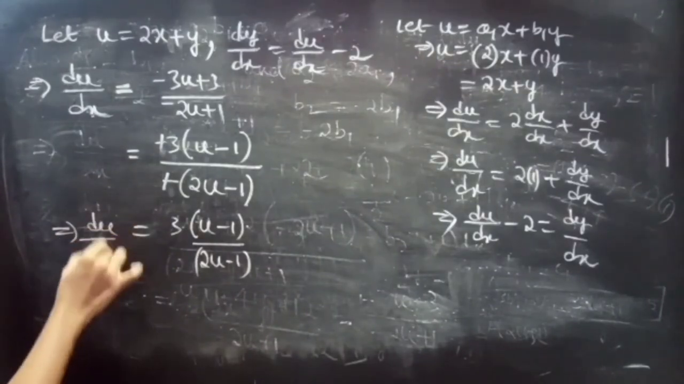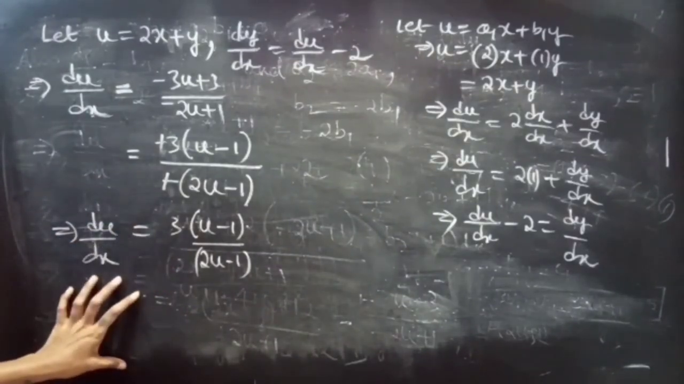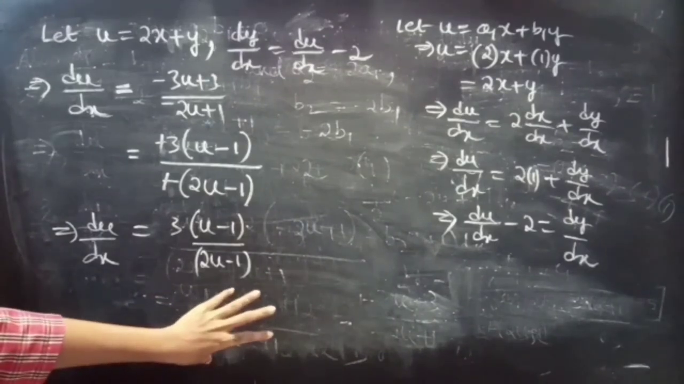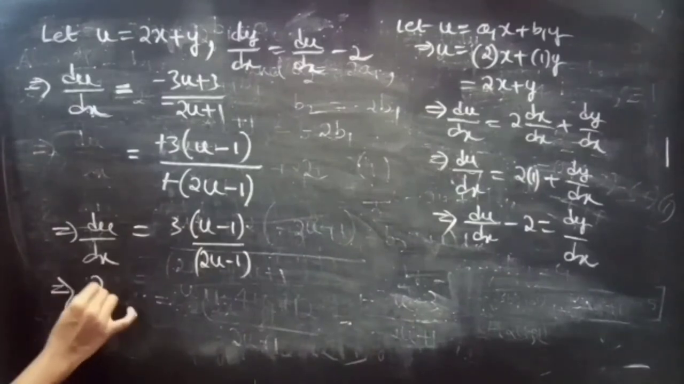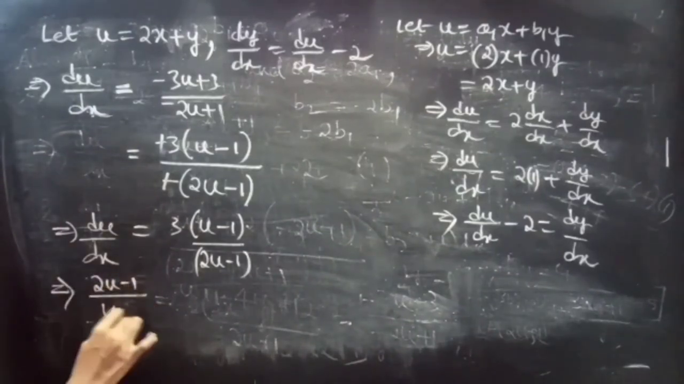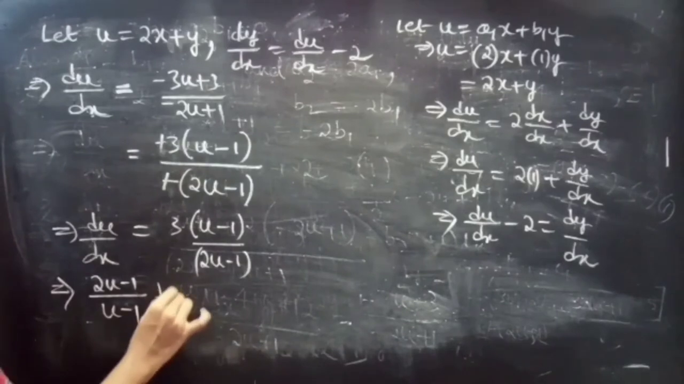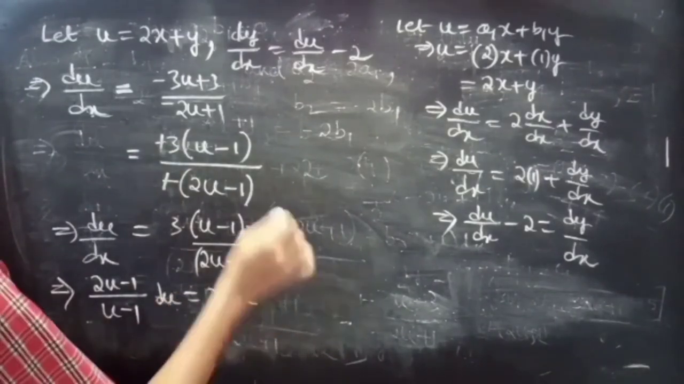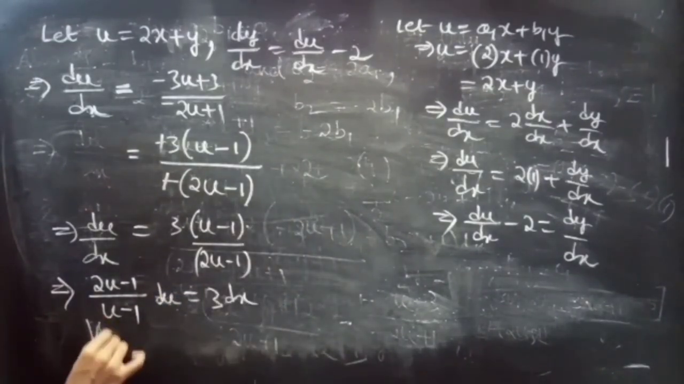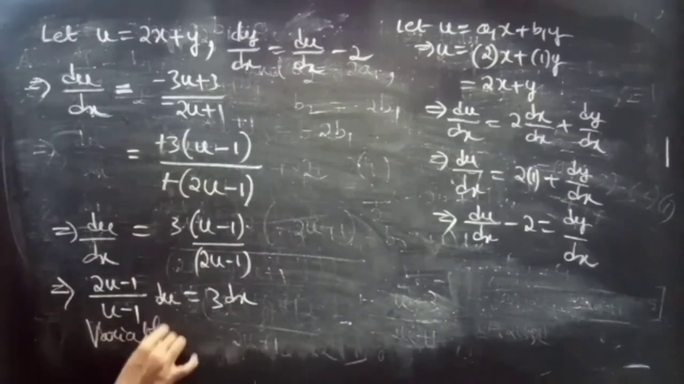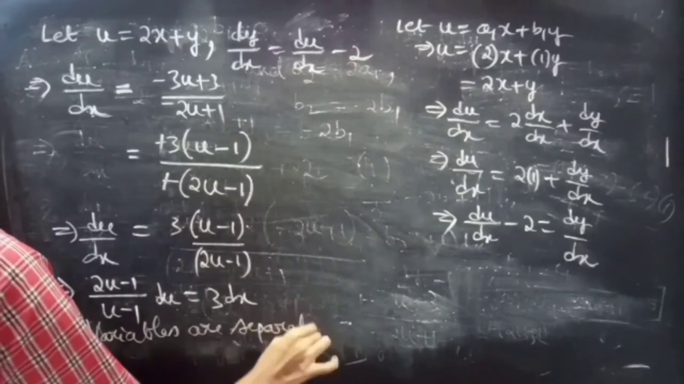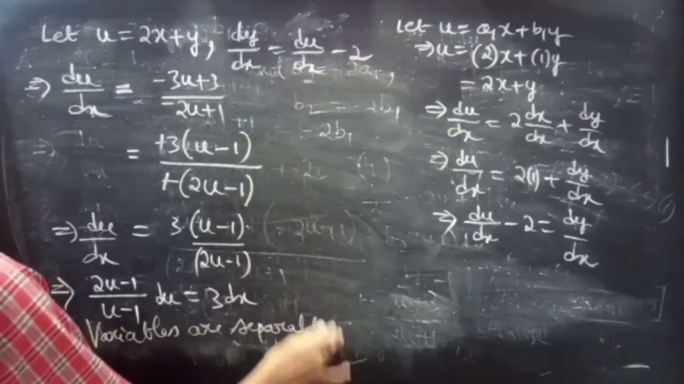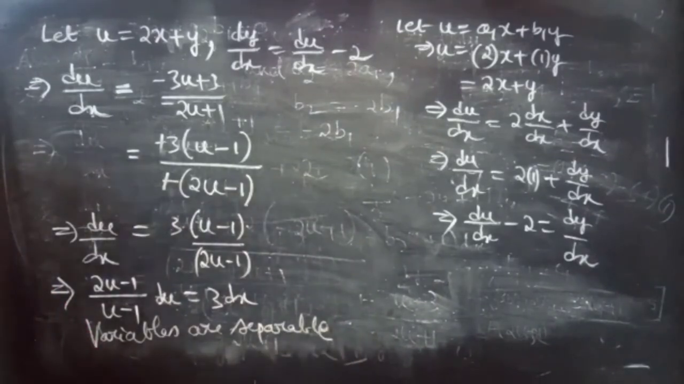Now we'll take all the functions of u and differential du on one side and all the functions of x and differential dx on the other side. Then 2u minus 1 by u minus 1 into du equals 3 into dx. So here the variables are separable. We have reduced the given non-homogeneous differential equation to variable separable form.